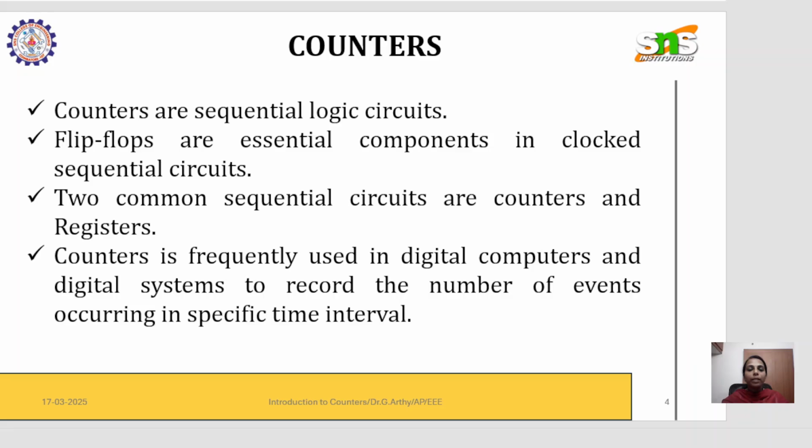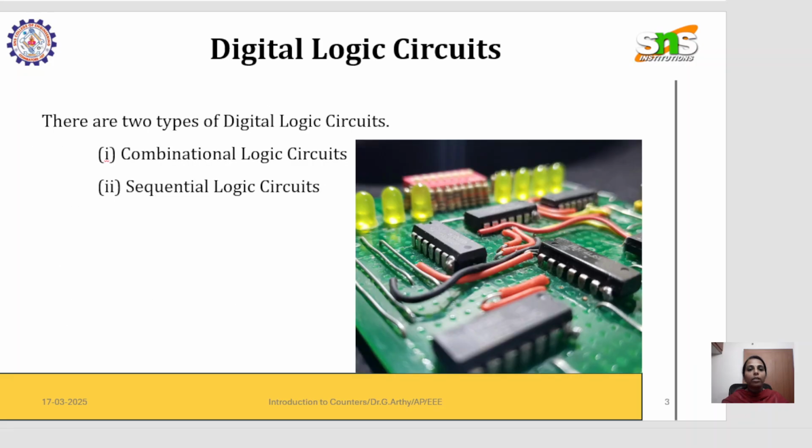If we look at combinational logic circuits, any circuit which does not have a memory, or a digital circuit that does not have a feedback path, we call a combinational logic circuit. For example, adders, subtractors, multiplexers, encoders, all these are combinational logic circuits. They do not have any feedback and do not have any memory. The present output depends only on the present input.